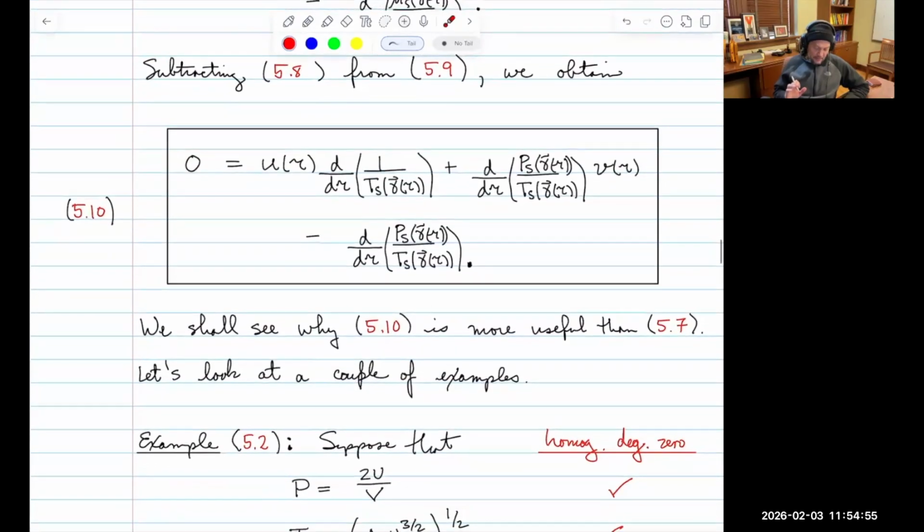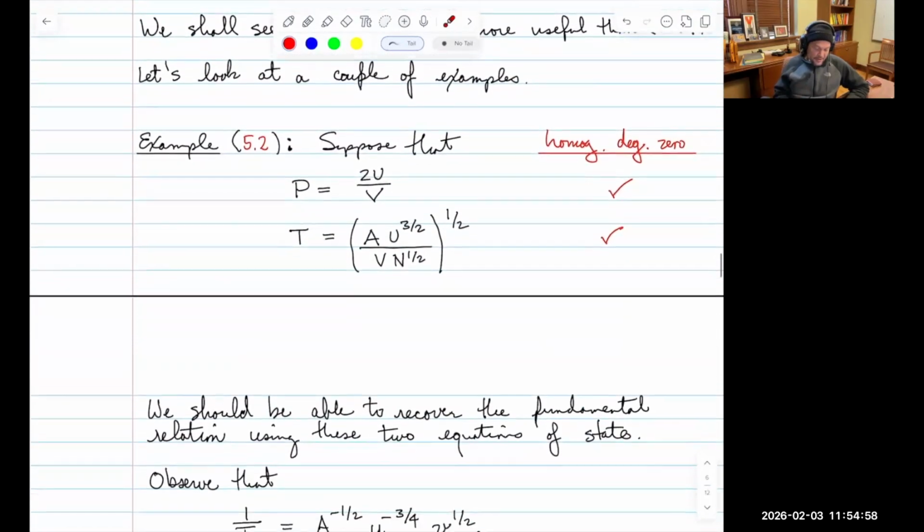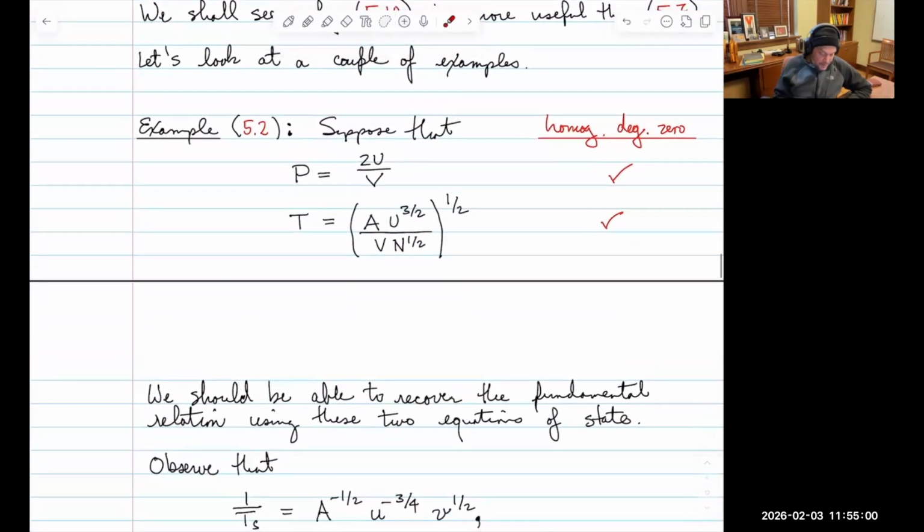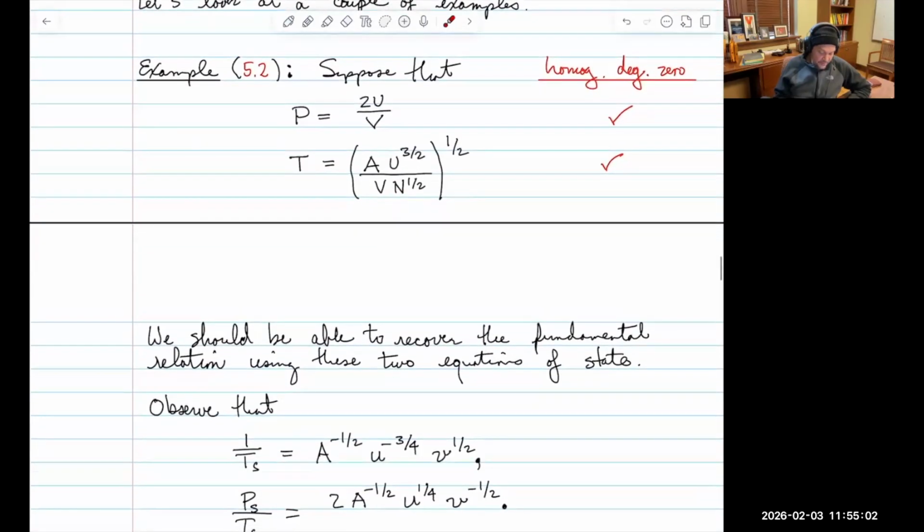Okay, so now the next thing that we want to do is go through a couple of examples to show the utility of using these molar versions of the equations to start from, or in the case where we start from two equations of state, in this case, pressure and temperature, and then we recover from that the fundamental relation. But before we do that, what we're going to do is take a little break here and I'll take your questions.